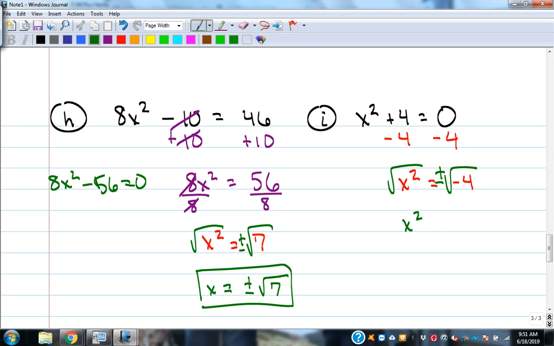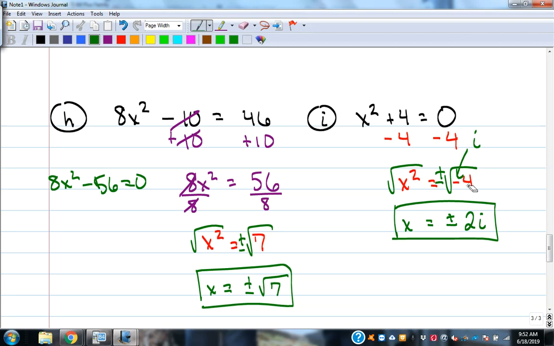The square root of x squared is x. What's the square root of 4? 2. What does the negative underneath the square root do? Remember the i? That's where that i comes in. These are complex solutions. Okay, so 2i is how you would write that answer. Plus or minus 2i. Because it's a negative under there, that's where the i comes from.